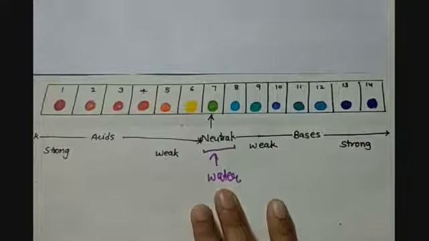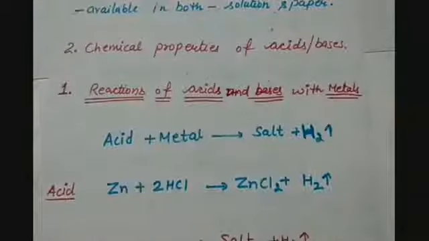Now let us start with the second topic, that is chemical properties of acids and bases. When we talk about the chemical properties of acids and bases, the first chemical reaction that comes is the reaction of acids and bases with metals. So whenever an acid reacts with a metal, a salt is produced. Along with the production of salt, we have the evolution of hydrogen gas.